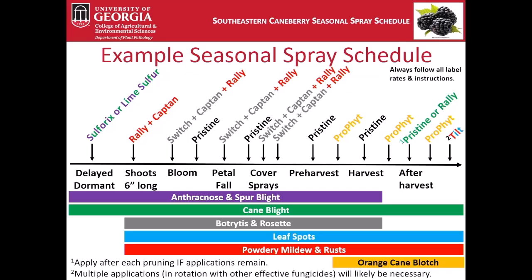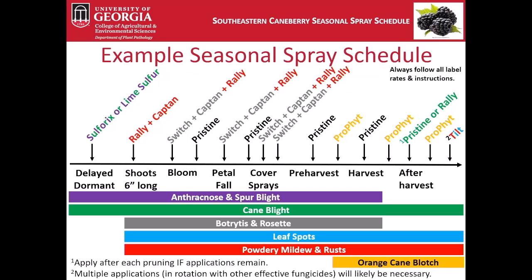This is just a list of potential sprays you might make, and I've color-coded those to show what they're potentially targeting at that time. So, this is purple and green because a spray of lime sulfur or sulfurics early in the season can reduce carryover of things like anthracnose or cane blight. Again, the early season sprays with something like a Rally, tank mixed with Captan can be helpful against rusts.